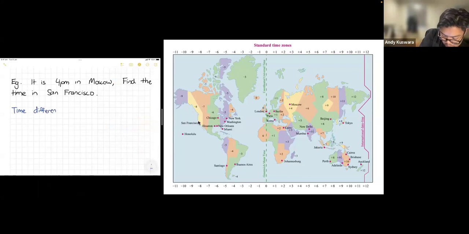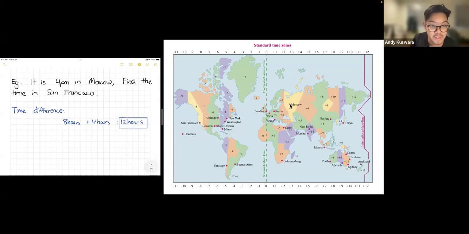Okay. Now, to take a look at this time difference, I kind of need to use that 0 as my middle point. So that means from -8 to 0, that's 8, because you can see that San Fran is here. And then to get to Moscow is another +4. So what that tells us is there's a 12-hour time difference. Okay, so our time difference here is 12 hours. That makes our life very, very easy.